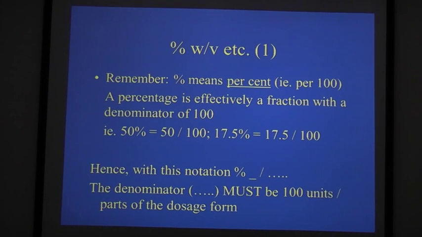Remember, percent means per cent, which means per 100. A percentage is effectively a fraction with a denominator of 100. So 50% is 50 over 100. 17.5% is 17.5 over 100. Hence, with this notation of percent, the denominator must be 100 units.